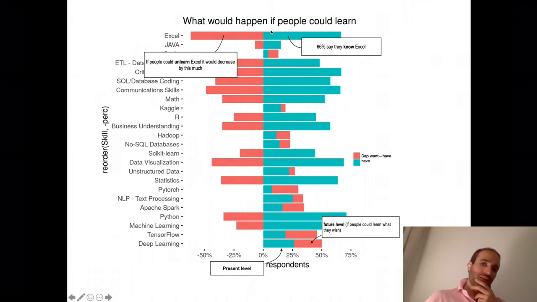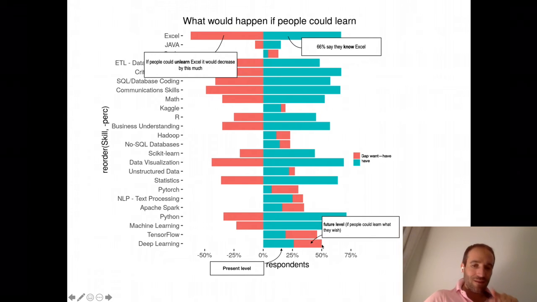and instead of showing the want, you show the gap between the want and the have, and this is what I show here in red. You can see very interesting things because the have is what people have today, the level of people, the percentage of people that has the skill. So, for example, in deep learning, what does this mean? It means that this is the percent level. But if we add the gap to the have, what does that mean?